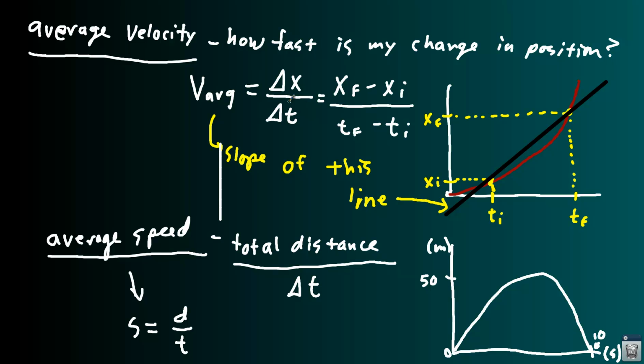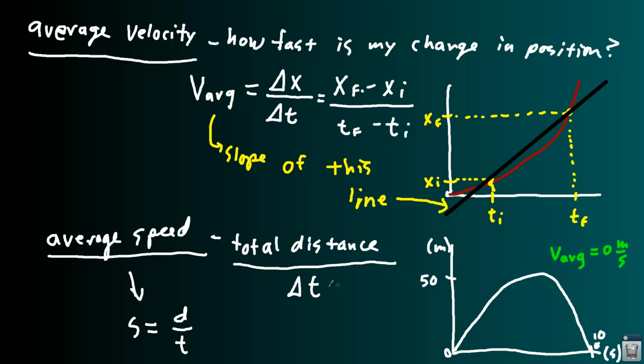Now, for average, let's go in order. For average velocity, it's your change in position over your change in time. But what's your change in position? Your initial position here is at 0. Yes, you do go up to 50, but your final position is back down at 0. So if you plug in 0 here and 0 here, your v average is 0 meters per second.